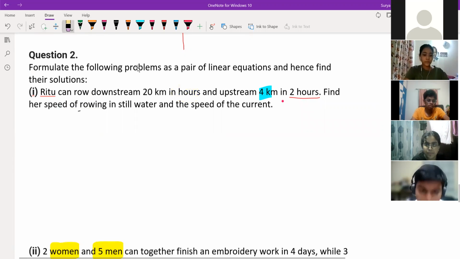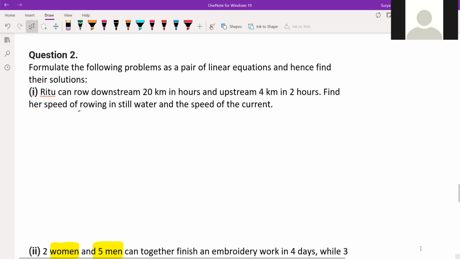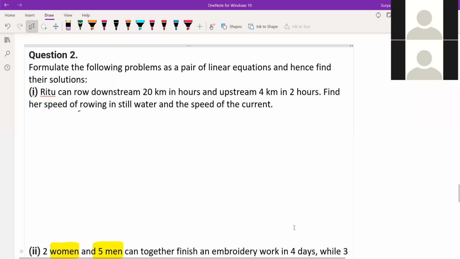So try to do what is upstream and downstream. Do you know, children? What is upstream and downstream? Anyone know about upstream and downstream? Upstream is against the flow of water. Downstream is with the flow.